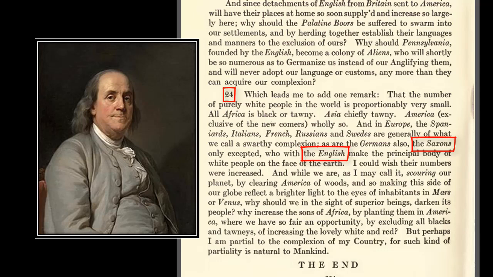"I could wish these numbers were increased. And while we are, as I may call it, scouring our planet for clearing America of woods, and so making this side of our globe reflect a brighter light to the eyes of inhabitants in Mars or Venus." Now, I know what you're thinking. No, he wasn't crazy. He was very much into metaphysics, and there's a way more study to what he just said, and it'll make sense once you have the information.